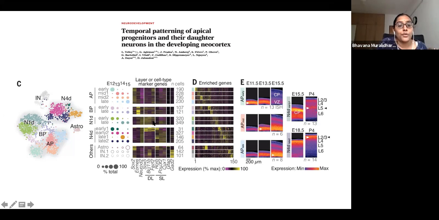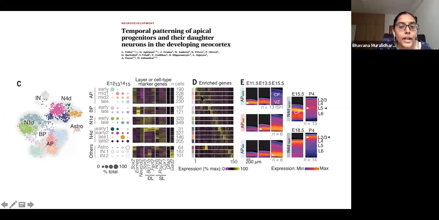But if you are a newly post-mitotic neuron making the superficial layers, you start expressing very early on some of these markers, which are important for the superficial layers. As development progresses, the enrichment goes from progenitor-like to neuron-like.